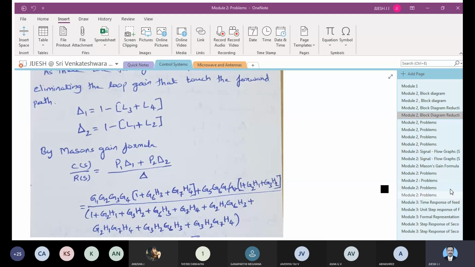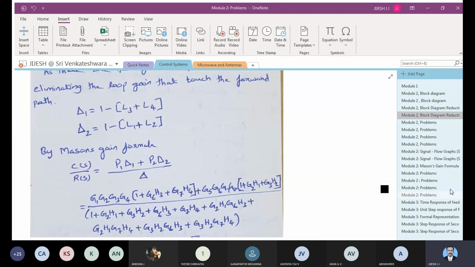We can have different problems which you might have solved, you might have not solved. So students have to solve more number of problems, and you have to make yourself competitive enough to solve any problem which comes in front of you.